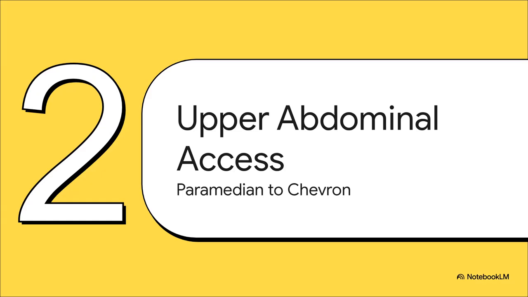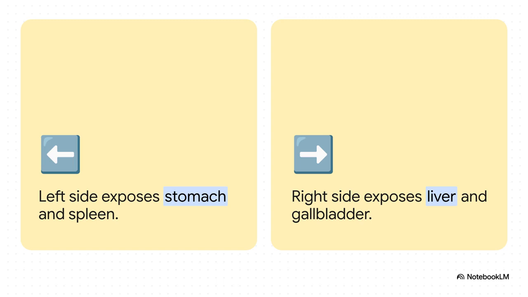Okay, dropping down a bit, let's hit section 2. Upper abdominal access. We're covering the paramedian, subcostal, and chevron incisions. Check out the paramedian incision here. This is a vertical cut that runs parallel, just lateral to that midline anchor we talked about.